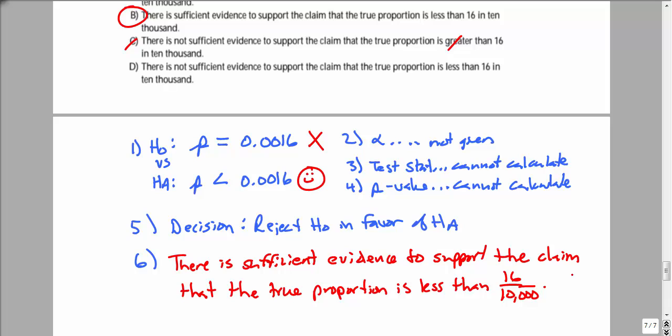Okay, so even though it didn't ask us for all the steps, I think that writing out your H0 and then kind of seeing where you're at in the process will help you answer this type of question correctly. Okay, let's go ahead and look at number 13.